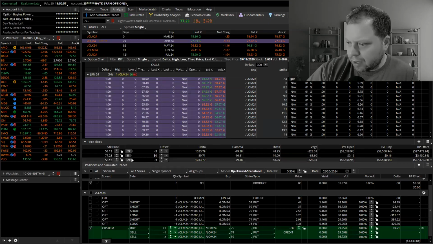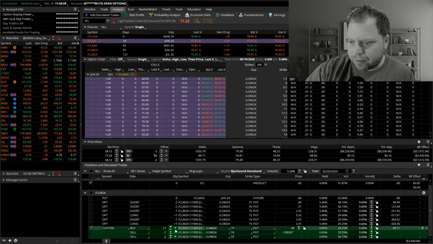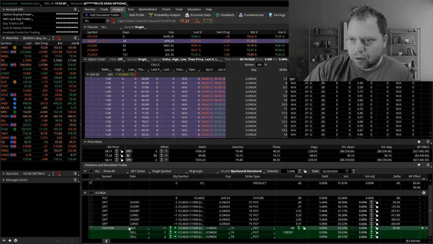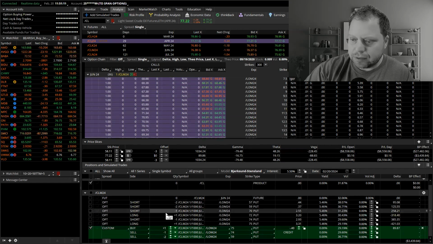All right, so we're going to look at a trade setup. This is a 112 in CL. This is oil futures options, and we are looking at 86 DTE. That's what it is now.